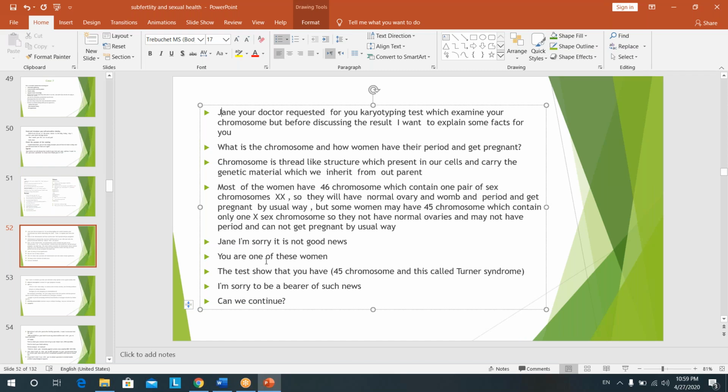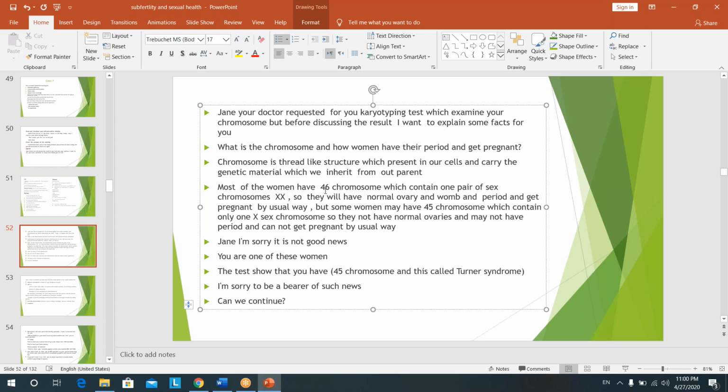She will say, what's the problem, doctor? Jan, you are one of these women. And they give time for the patient to take the information. Then you can say the test shows that you have 45 chromosomes, and this is called Turner syndrome. I'm so sorry to be a bearer of such news. And give time for the patient to react and cry and show emotion and show sympathy like that. So this is how to counsel the patient about her result of the test.